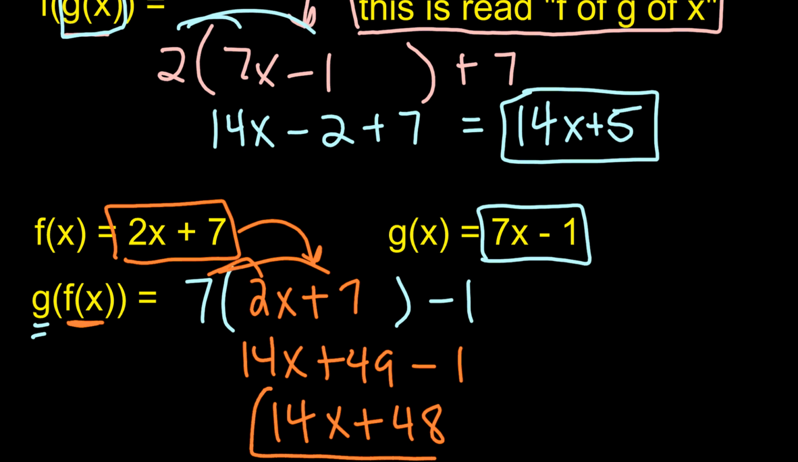So f of g of x and g of f of x in this case are different. They're kind of close. They're 14x's, but the constant term is completely different. So this is, in a nutshell, how composition of functions works. You plug one function in where x, or whatever letter you're dealing with, where x used to be.